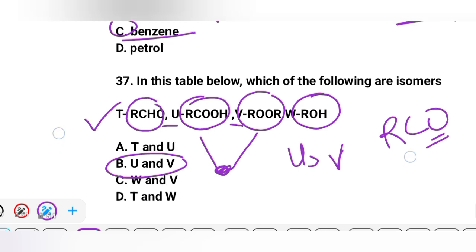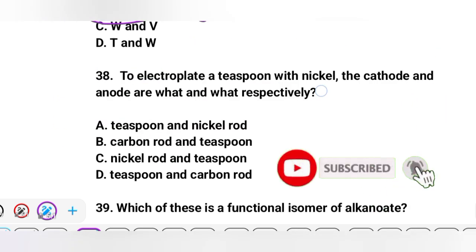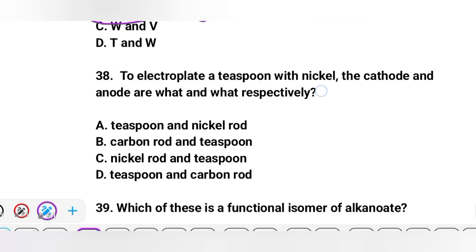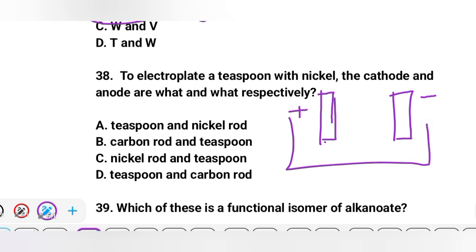Next one. To electroplate a teaspoon with nickel, the cathode and anode are what and what respectively? This is under electrolysis. To plate a spoon, you need to use a metal. You put the spoon on the left-hand side. Then you have a bath, like a container, with the metal you want to use to electroplate the spoon. The metal you want to use to cover the spoon must be the anode, while the spoon will be the cathode. What you want to cover must be on the negative side. What you are using to cover it must be on the positive side.